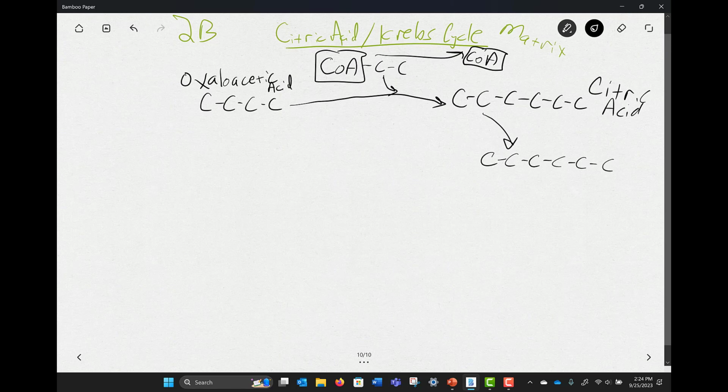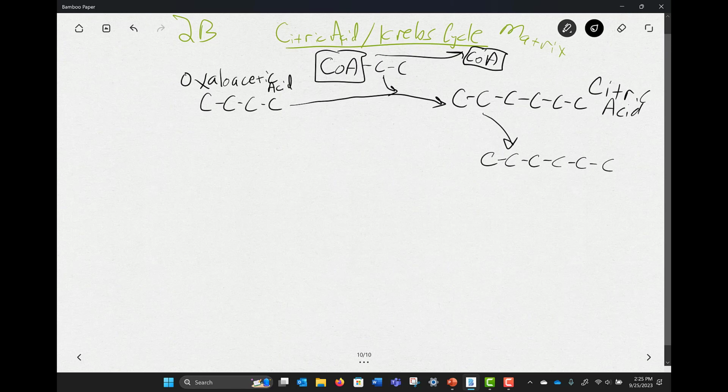It still has the same number of carbons, the same number of oxygens, the same number of hydrogens. They all just rearrange themselves. This is called isocitric acid. You do not need to know that one. You don't need to know the name. You just need to know that in citric acid, everyone kind of plays musical chairs.